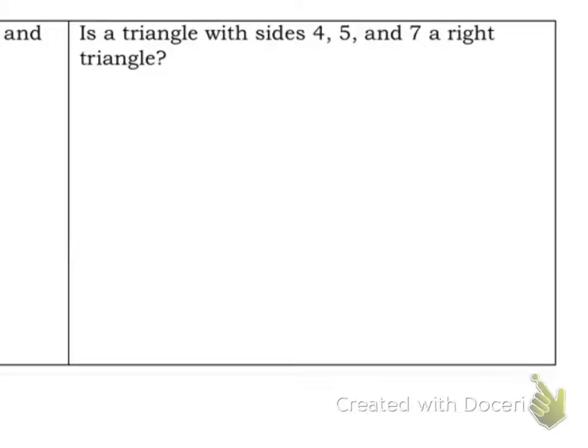Is a triangle with the sides 4, 5, and 7 a right triangle? Once again, I'm going to locate my hypotenuse. In the notes section, it's pretty easy because I put them in order. In the homework, it's not in order, so be aware you're looking for the biggest one. So I'm going to circle 7. I'm going to do 4 squared plus 5 squared and compare it to 7 squared.